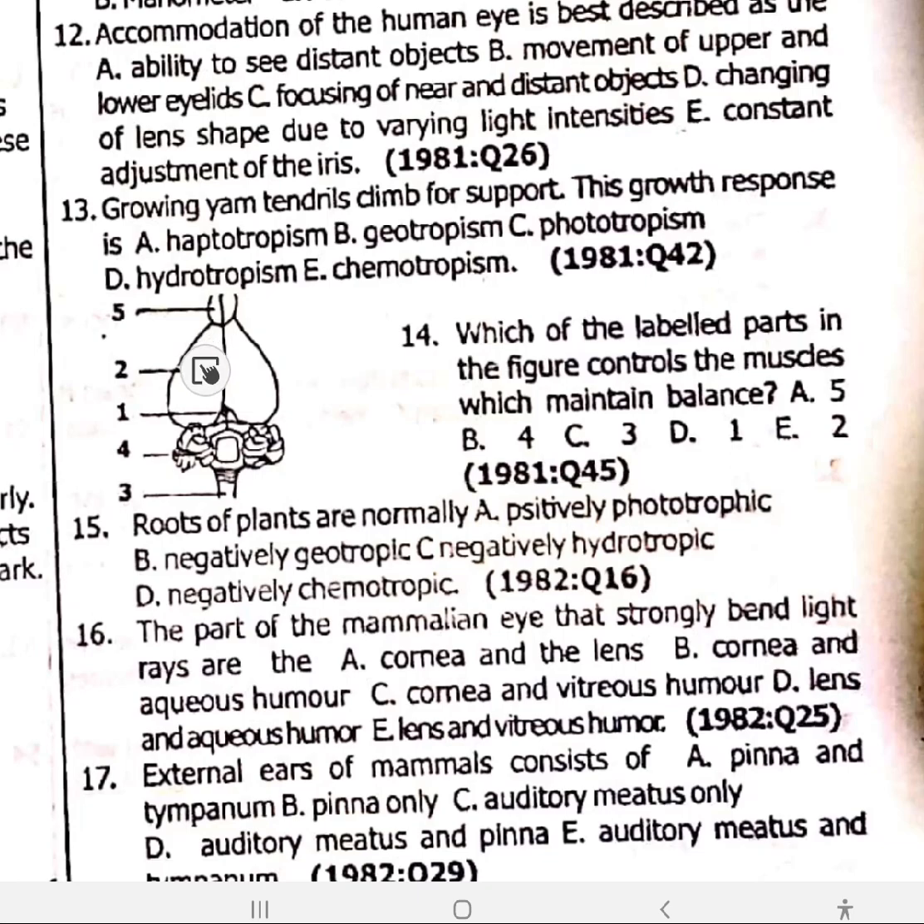This 2 here, that's where you find the cerebrum. 5 is where you find the olfactory lobe. This small one here is where you find the pineal body. 3 is where you find the medulla oblongata. So option B is the correct answer, 4, which is where you find the cerebellum.